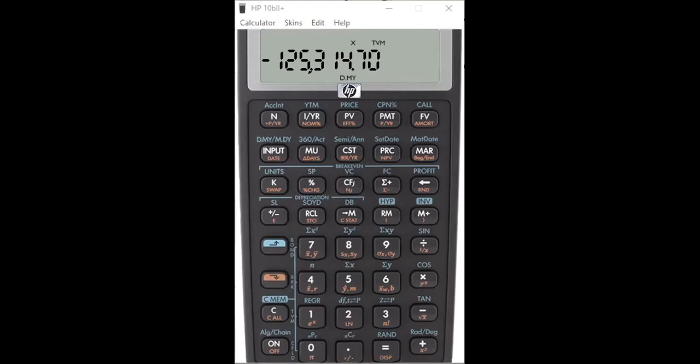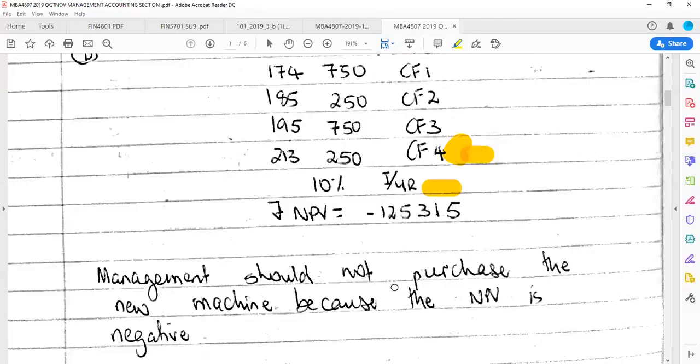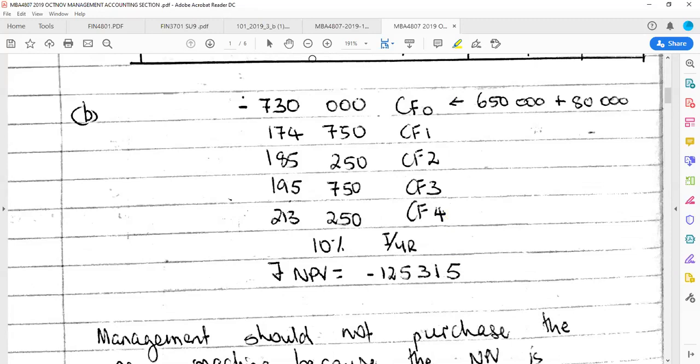125,1470. So because it's negative, management should not purchase the new machine because the NPV is negative. Remember, we accept a project if the NPV is positive, but if the NPV is negative, we reject a project.